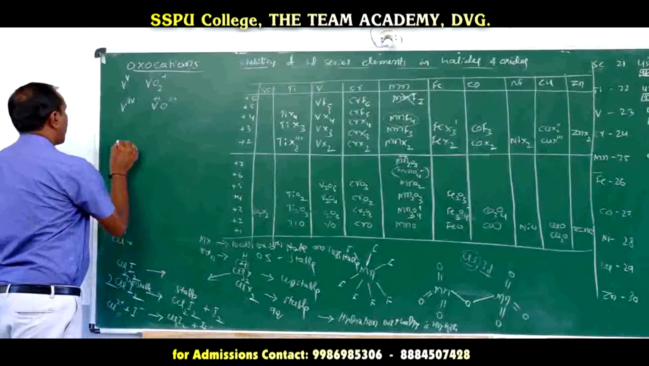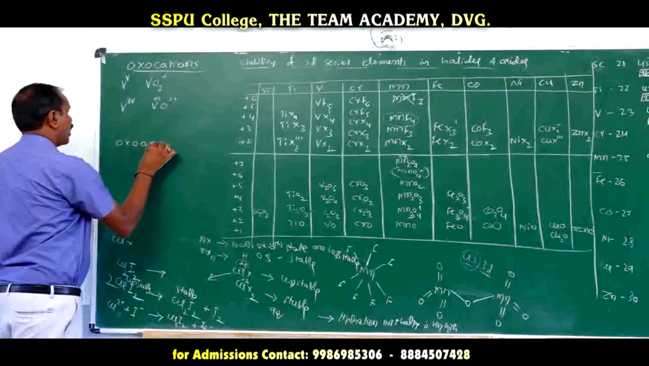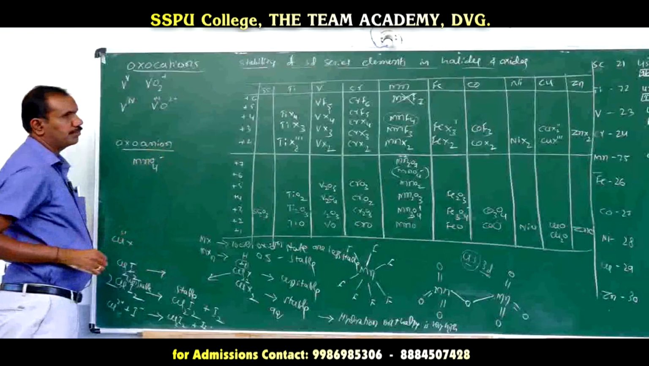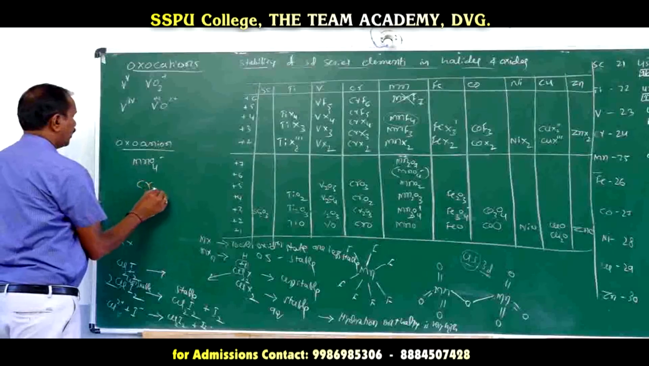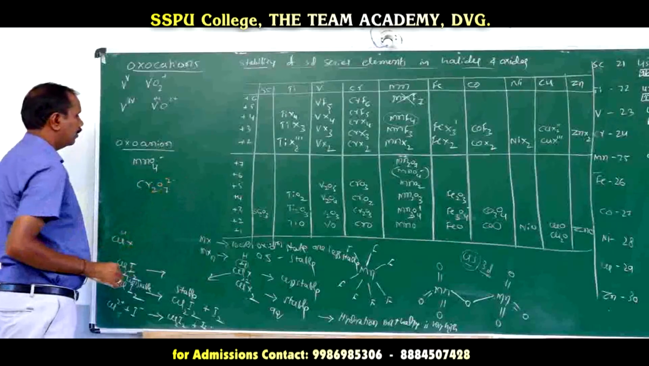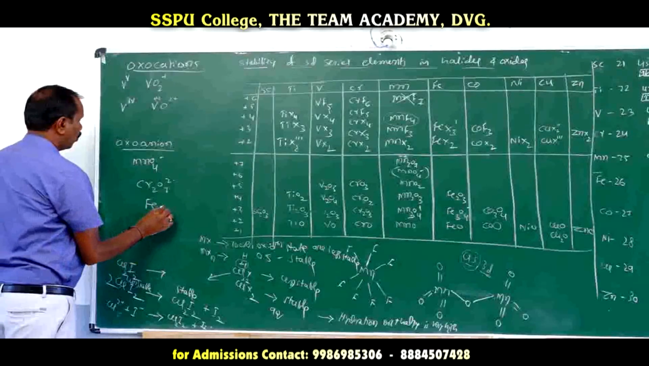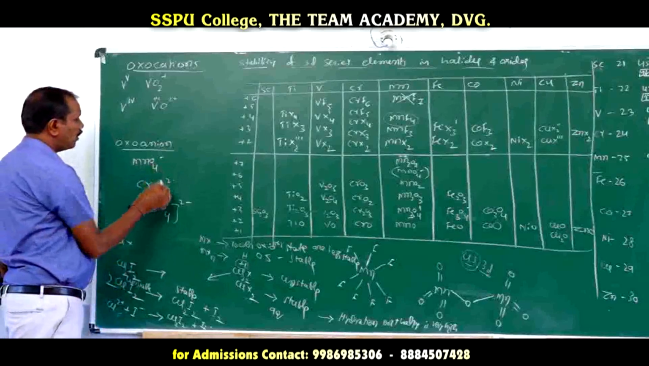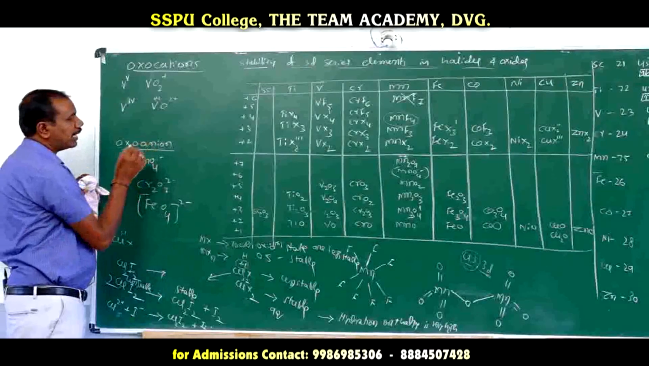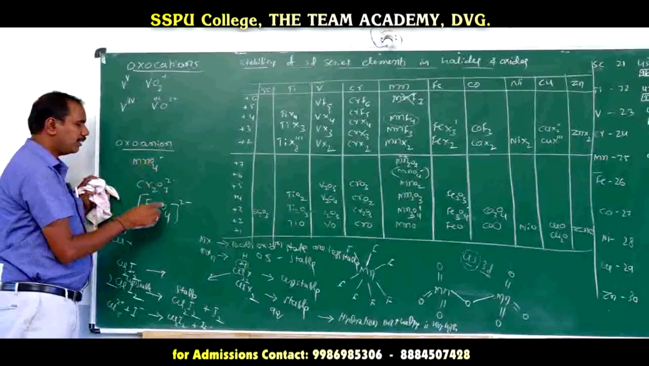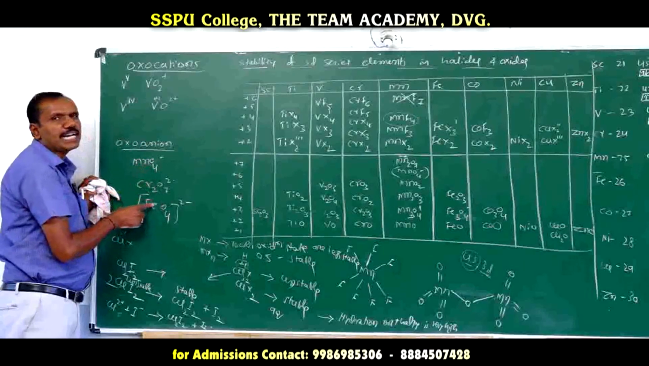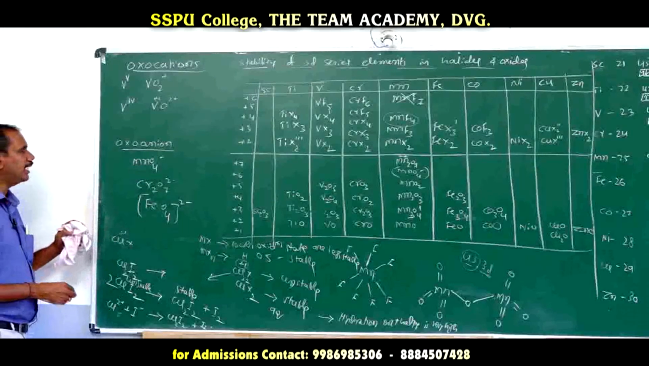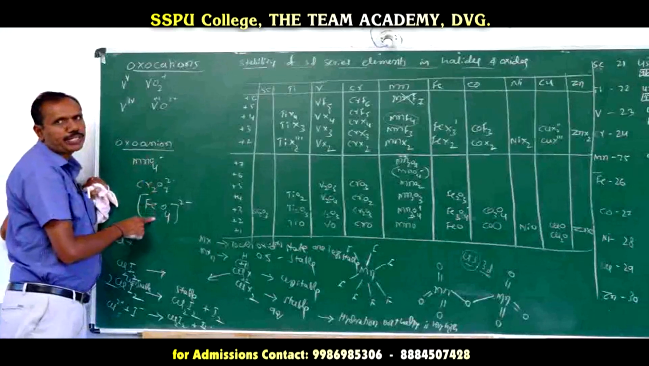Now the oxoanions. We know MnO4 minus, Cr2O7 2 minus, FeO4 2 minus, the ferrates. These we may call oxoanions. How are those oxoanions formed? They are formed when those metals react with oxygen under higher temperature. Those metals react with oxygen under higher temperature and form oxoanions.